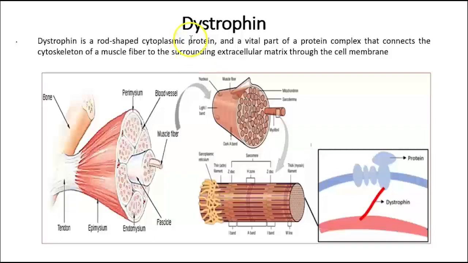We also have this other protein called dystrophin. The thin and the thick filament are the ones that are going to perform the movement, and this movement is going to be transmitted to dystrophin. Dystrophin is going to transfer this movement to these other proteins, and these proteins are going to continue with what the tendon is.